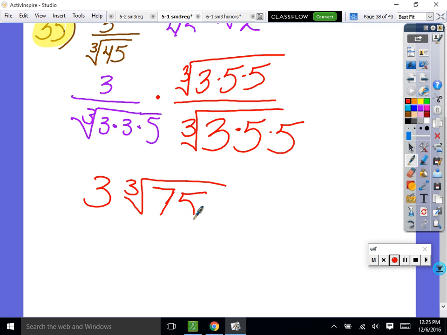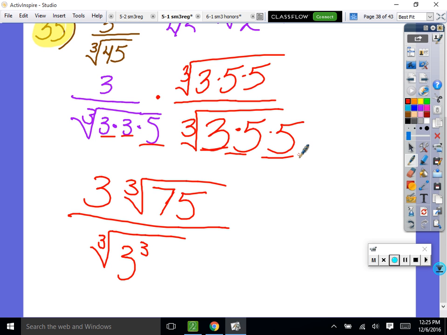Okay. Now on bottom, I want you to think about it. We technically have the cube root. We have 1, 2, 3 3's, so that's 3 cubed. And we have 1, 2, 3, 5 cubed, true? So root cancels out with power. So left on bottom is 15, 5 times 3. So we have 3 cube roots of 75 all over 15.